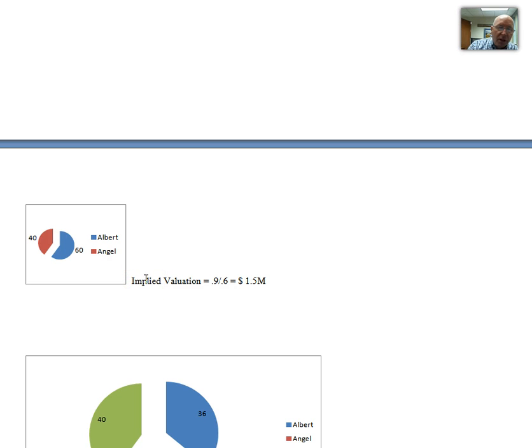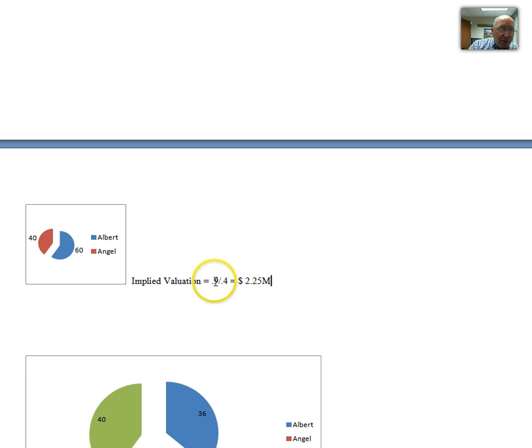And if you remember, the formula for implied valuation is take the money invested, in this case 900,000, divide that by the percentage of the company that is purchased, and I made an error here. This is 0.4, not 0.6. Now my math is all messed up, and that'll give you the implied valuation of the company. Let's see, 0.9 divided by 0.4 is what, 2.25 million, I think. I'm doing that off the top of my head, so if I did that wrong, please forgive me and come up with the correct answer.